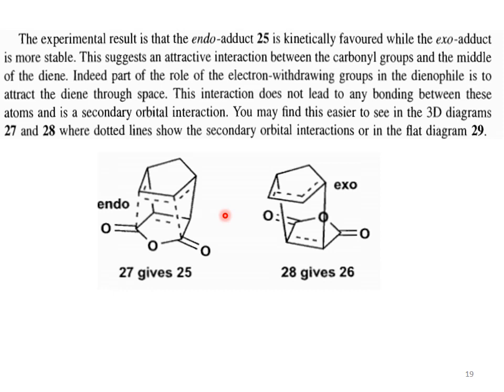You may find this easier to see in the 3D diagrams, that is 27 and 28, where dotted lines show the secondary orbital interactions, or in the flat diagram 20. That diagram will be shown in the next slide. See this one. This is the diene, a 5-membered ring, and this is the dienophile. This is the 3D structure of the endo product and this is the 3D structure of the exo product.